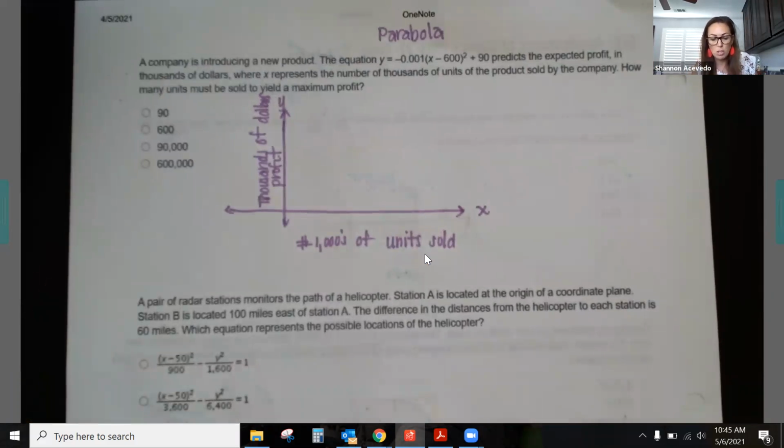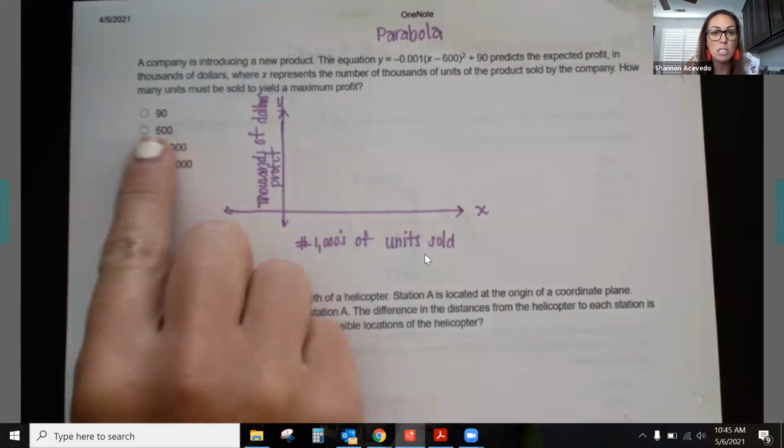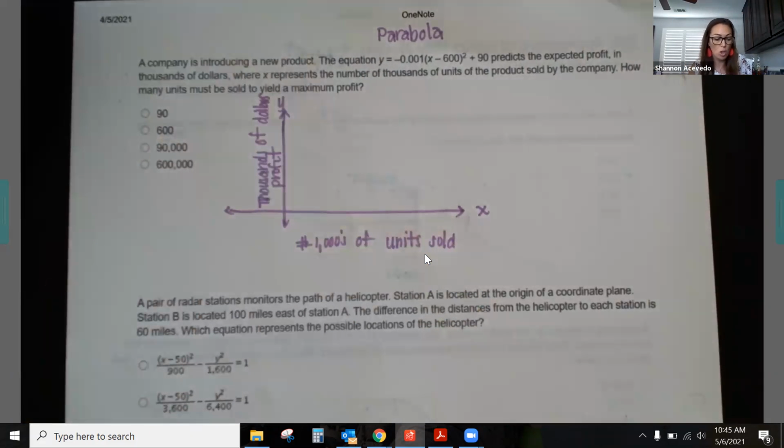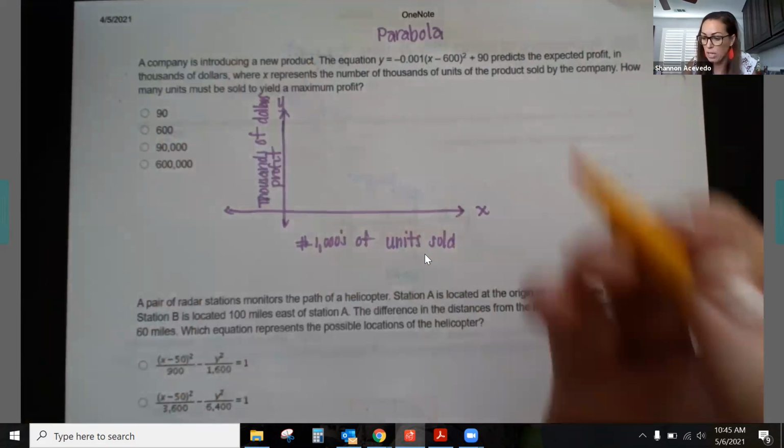Okay, so what else do I know? Well, first of all, this is saying how many units must be sold to yield a maximum profit? So I need to figure out, what does this parabola look like?